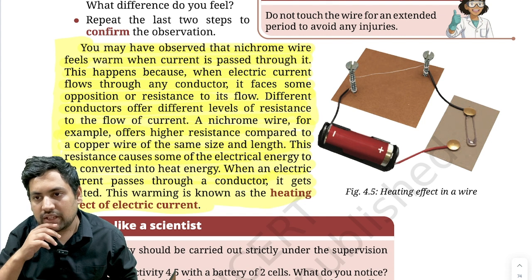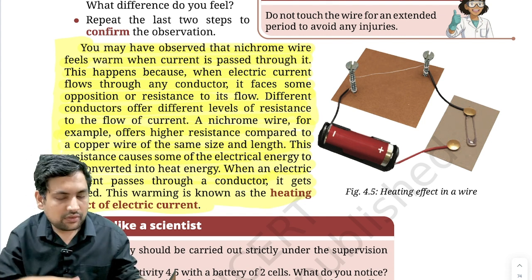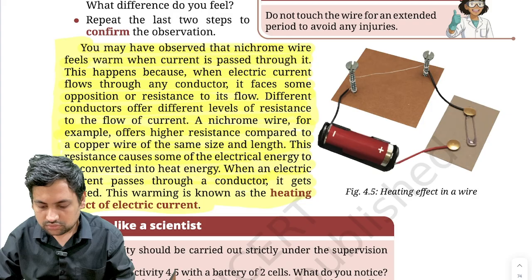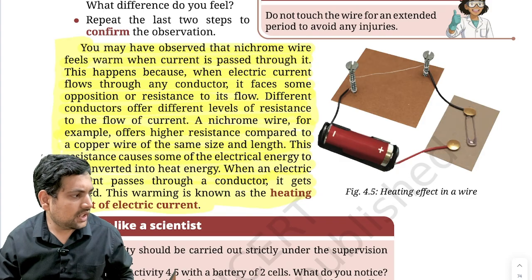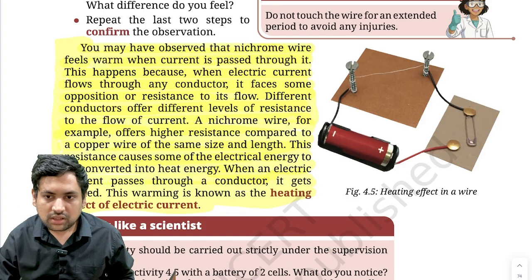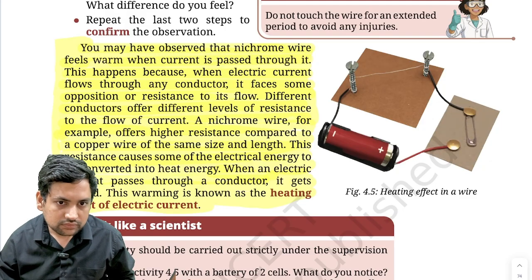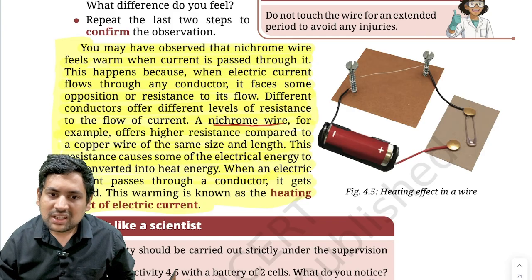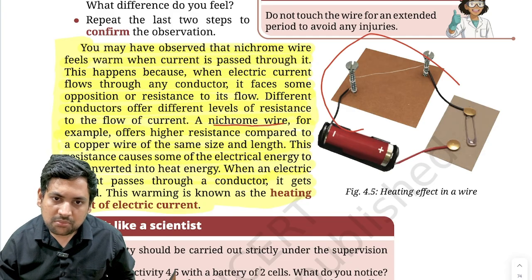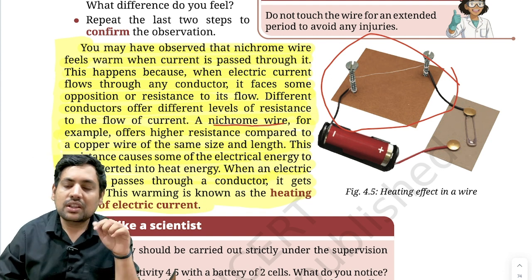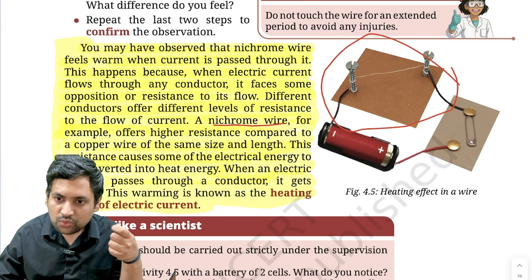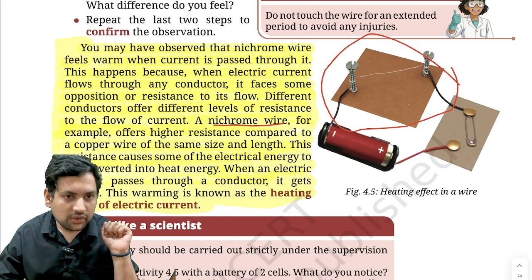Now, you may have observed that nichrome wire feels warm when current is passed through it. So we are trying to understand why things are heated when current is passed through them. Correct? Now, let's see this. Basically, if you take a wire, let's say made of nichrome, what happens? It has some resistance to the flow of current. Because of this resistance, it starts to lose energy in the form of heat energy.